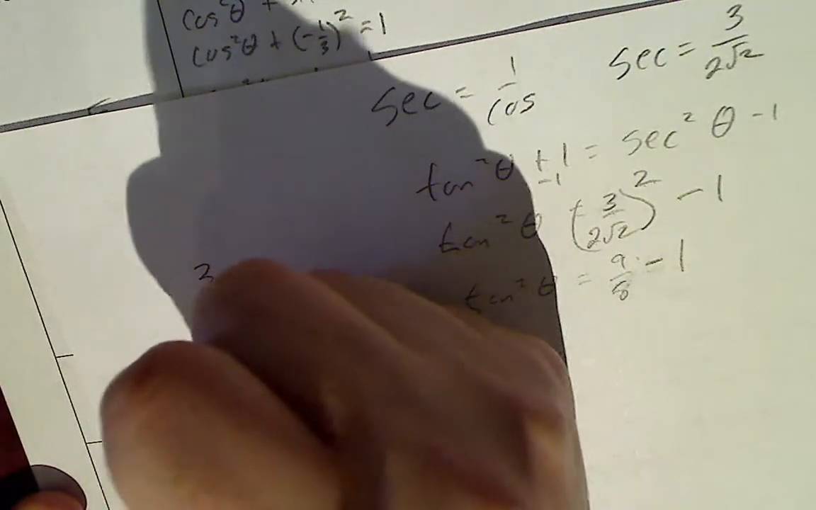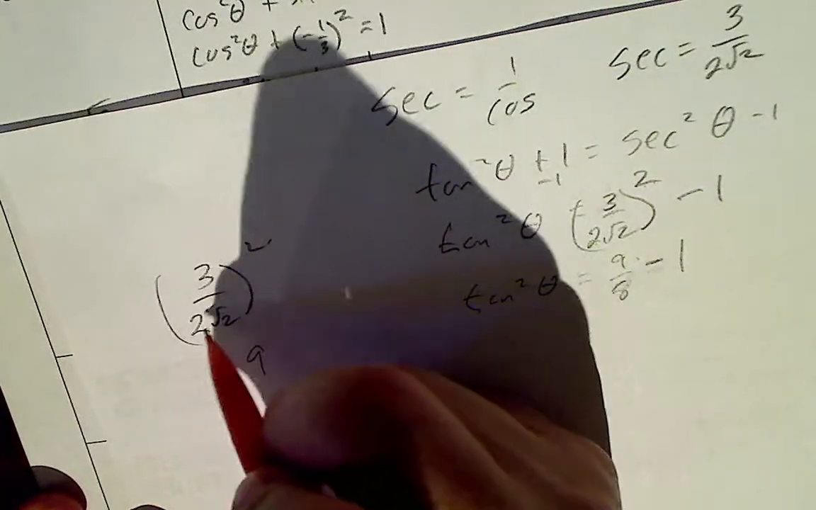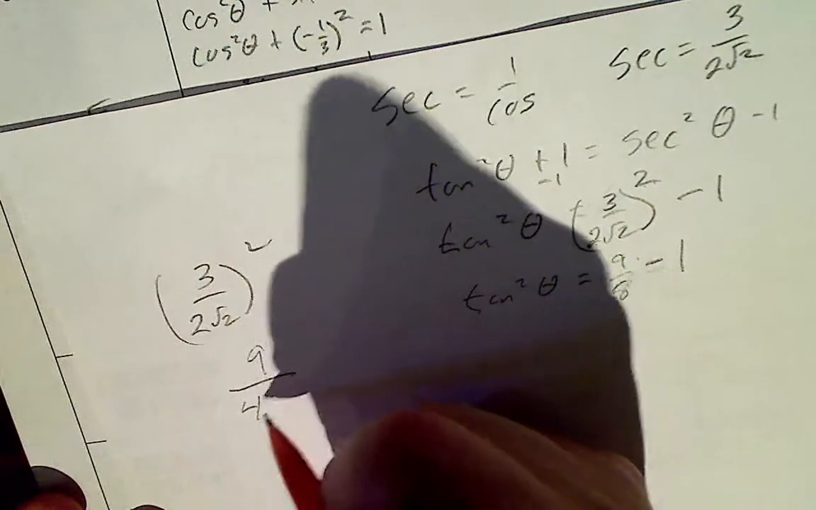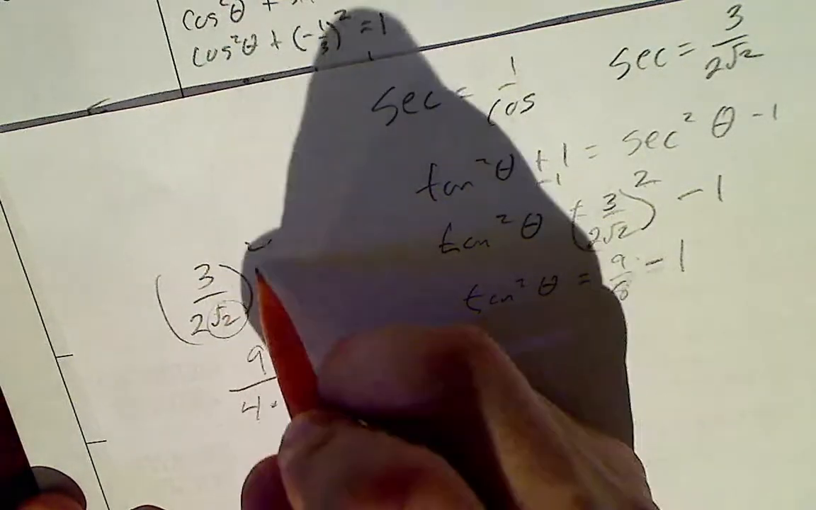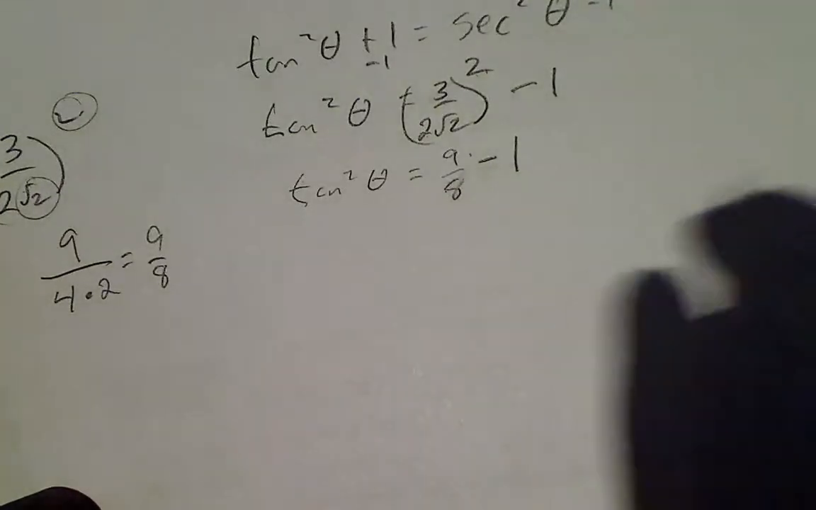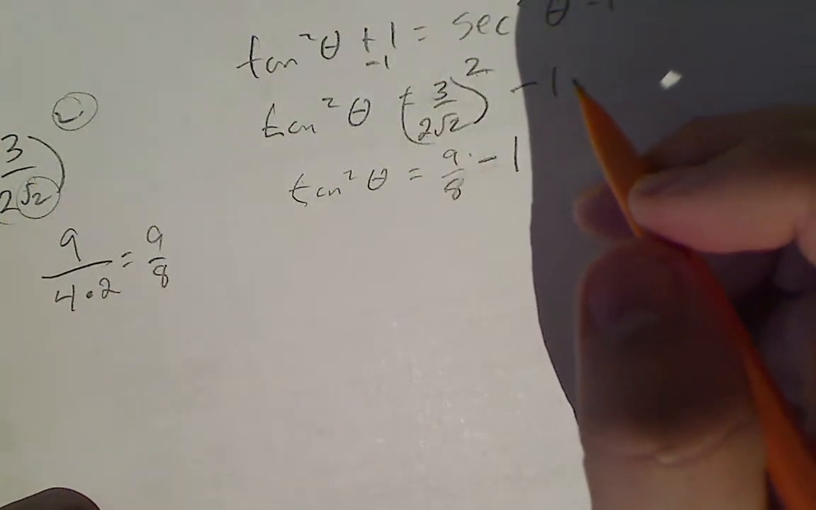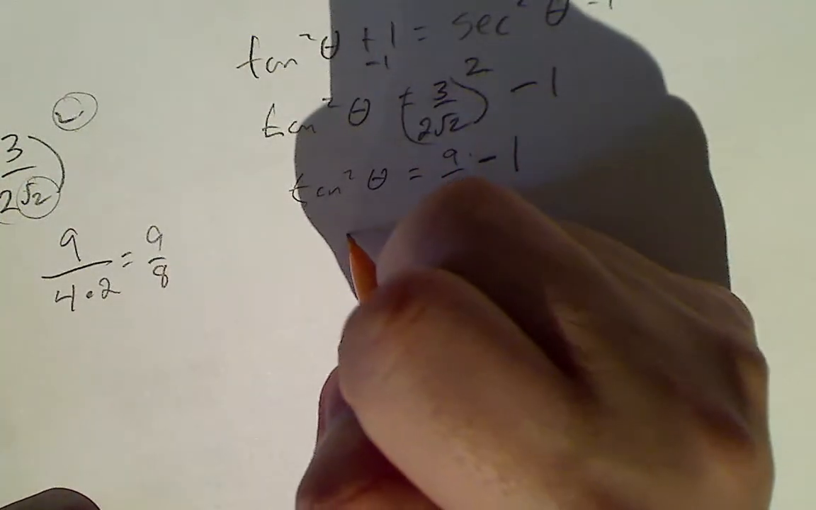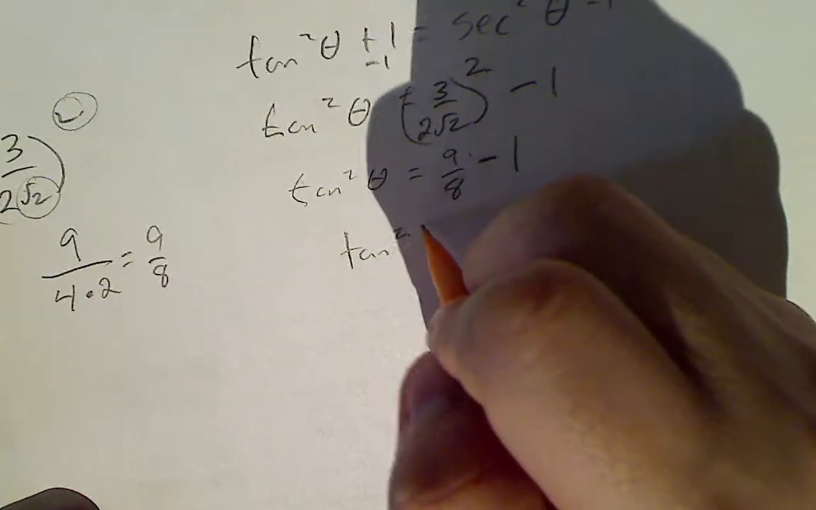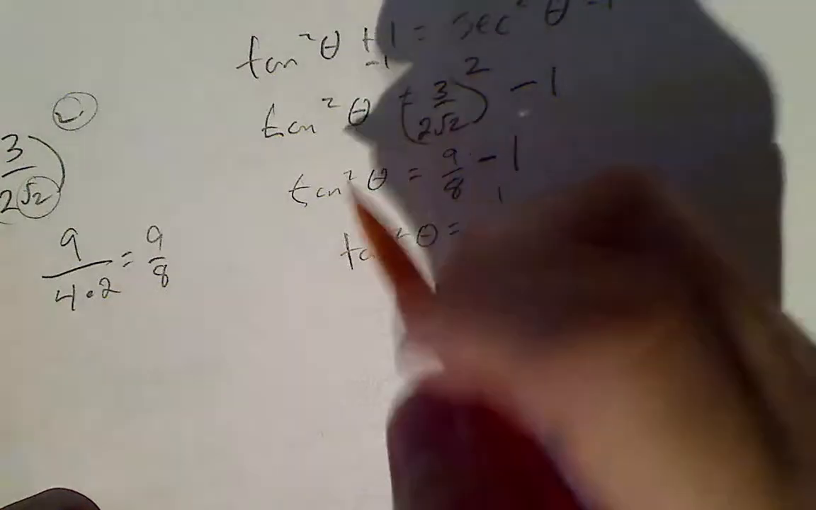Let me just show you what I did real quick. So 3 over 2 root 2 squared. 3 squared is 9. 2 squared is 4 times root 2 squared is just 2, which is where the 9 over 8 comes from. So then I get 9 over 8 minus 1. That's going to essentially be 1 over 8. So the tangent squared theta is equal to 1 over 8.